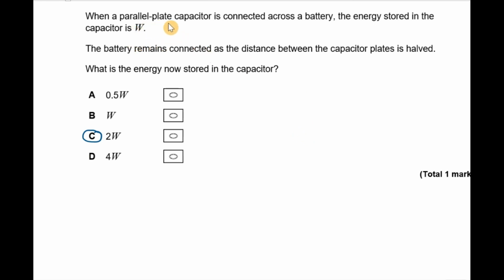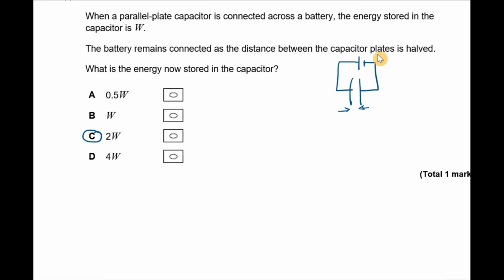So, when a parallel plate capacitor is connected across a battery, the energy stored in the capacitor is W. The battery remains connected as the distance between the capacitor plates is halved. What is the energy now stored in the capacitor? So we've got a cell or a battery, and that is connected to the plates of a capacitor, and those plates are going to move closer together. And how's that going to affect the amount of energy stored in the capacitor?